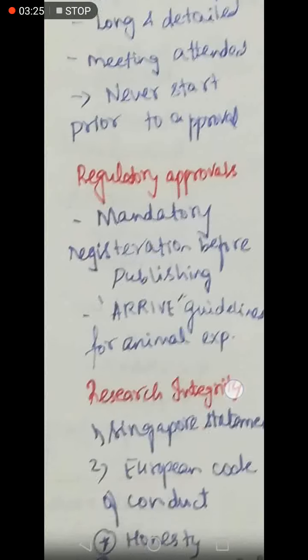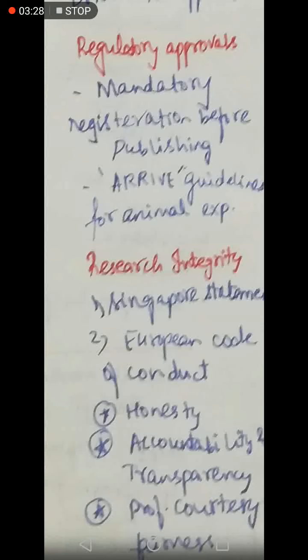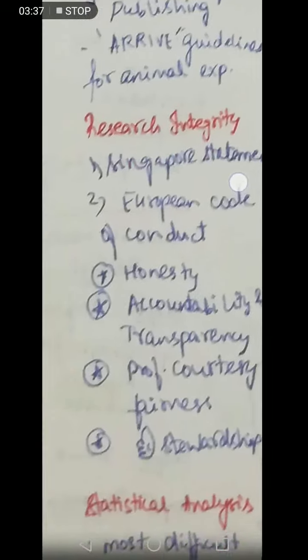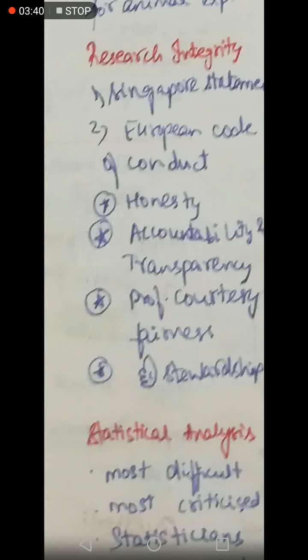Regulatory approaches: mandatory registration before publishing is needed, so you have to register that you have done a certain research. ARRIVE guidelines are mainly for animal experiments. And research integrity was first given by the Singapore Statement, and after that by the European Code of Conduct.